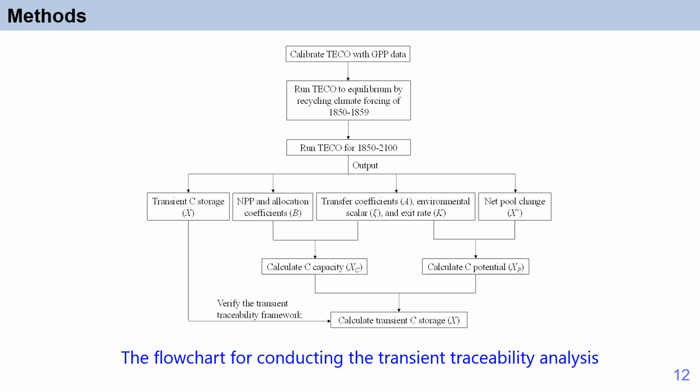Then we ran the TICO model to steady state by recycling 10 years of forcing from 1850 to 1859. After that, we ran the model for forward simulation from 1850 to 2100. We output each component as mentioned in the previous slide and calculated transient carbon storage, and we verified it with the direct model output of transient carbon storage.